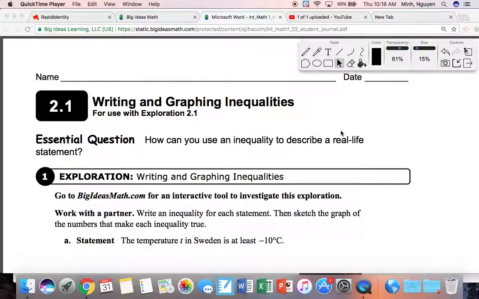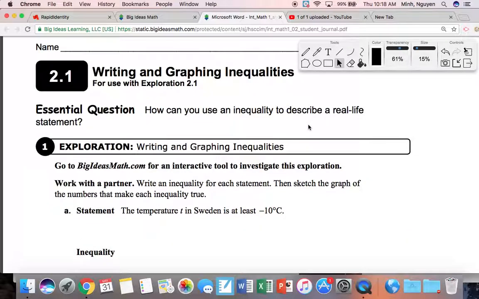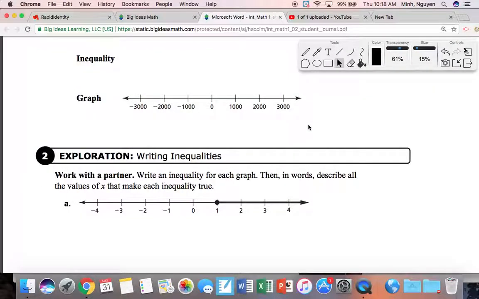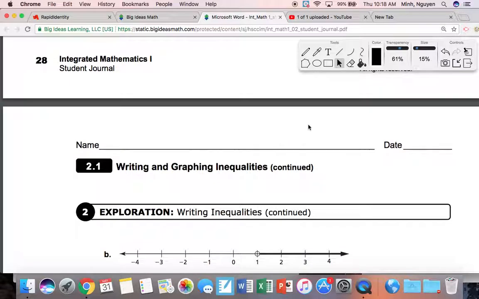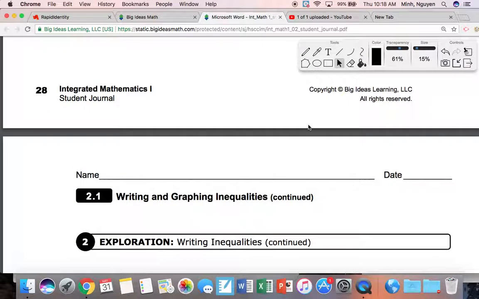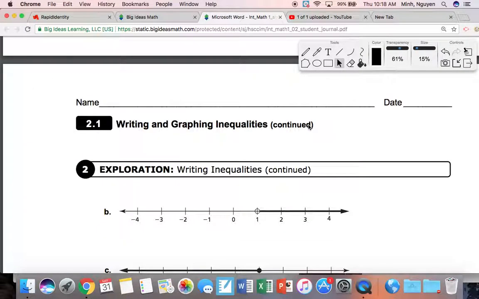We're into the first section of chapter 2 for your student journal, writing and graphing inequalities. How can you use an inequality to describe a real-life statement? Or how can you translate an inequality into English and vice versa? So this is page 28.